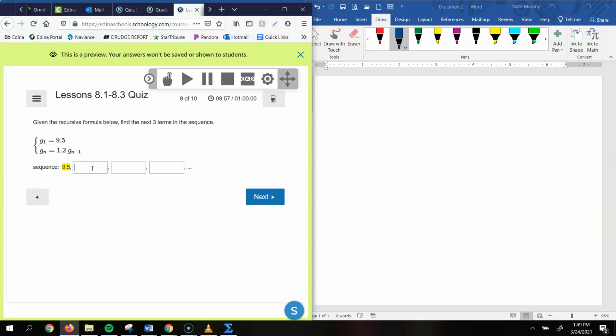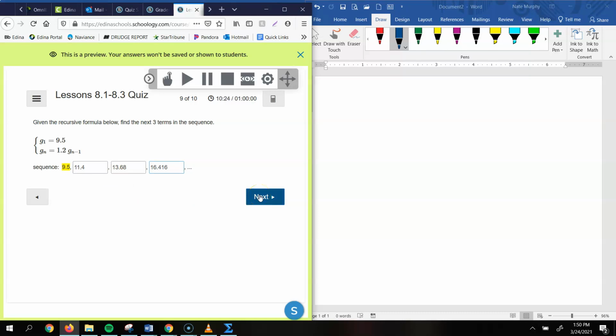So all I have to do to find the next term in the sequence is take 9.5 and multiply by 1.2. When we do that, we get 11.4. Then just keep doing that. If I take 11.4 times 1.2, I get 13.68. And then if I take that times 1.2, I get 16.416. So those will be the next three terms of that sequence.